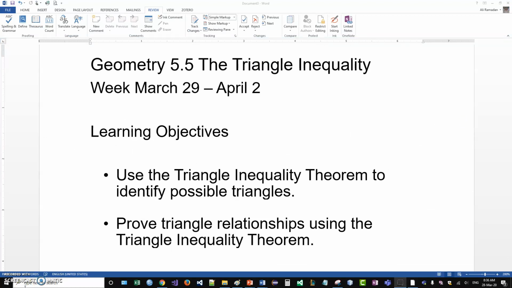To wrap up, we're in lesson 5.5, the triangle inequality, and we learned how to use the triangle inequality theorem to identify possible triangles. Now, what the triangle inequality theorem says is that the sum of any two sides of a triangle is greater than the third side. And if the sum of any two sides is not greater than the last side, then that would not form a triangle.